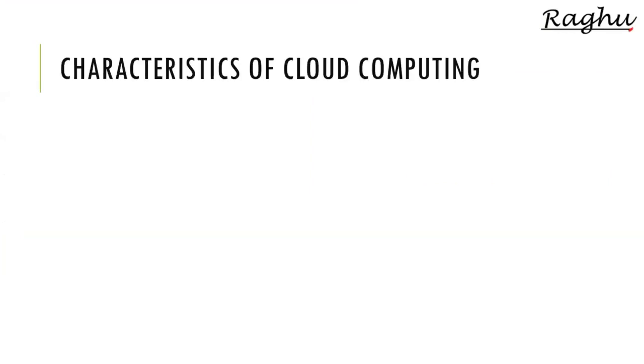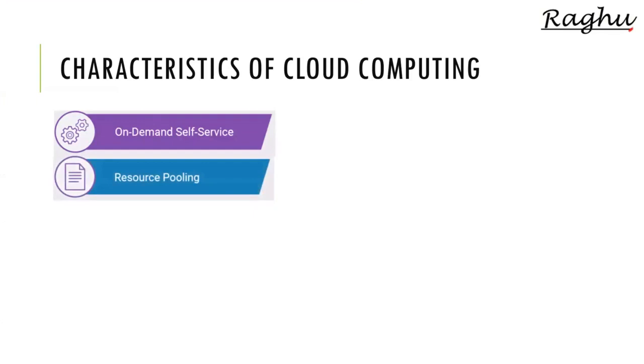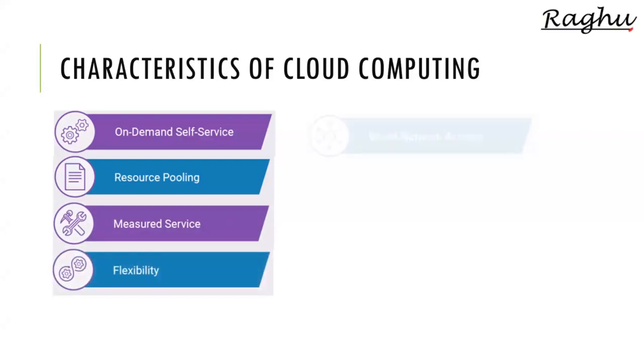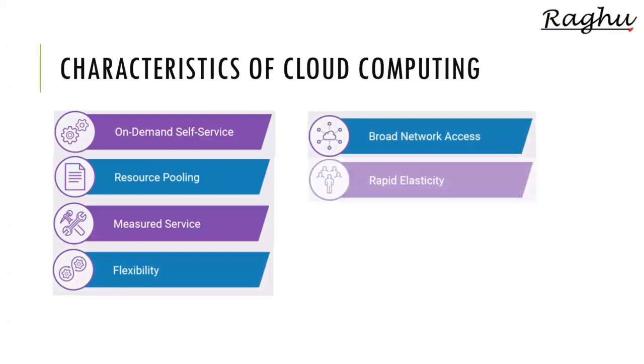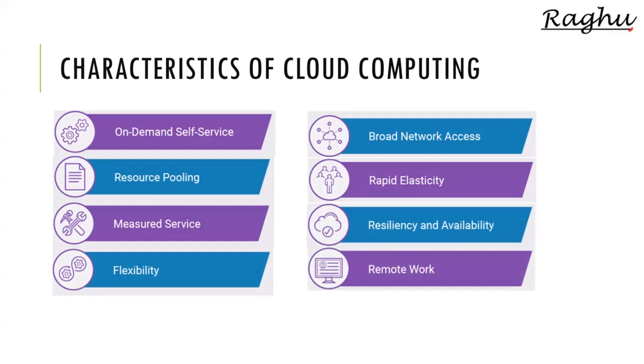Now, if you want to say yes, this is cloud computing, what characteristics does it have to follow? There are a total of 8 characteristics you can see, and 5 are major. What are they? On-demand self-service is the first one. Resource pooling, measured services, flexibility, broad network access, rapid elasticity, resilience and availability, and remote work. Every cloud has to follow these characteristics.